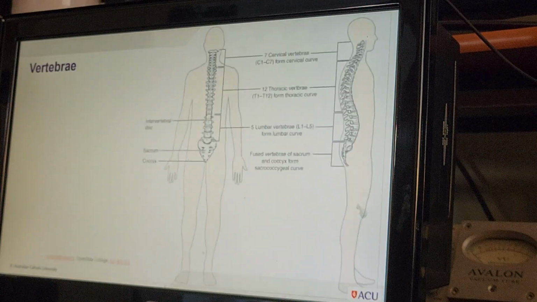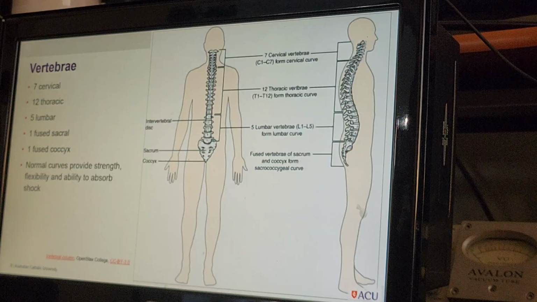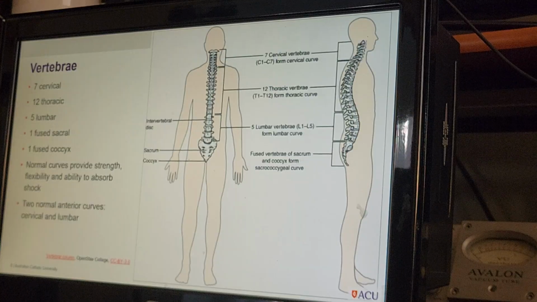So with our vertebra, as you can see from the figure, they're differentiated into cervical vertebra, of which we've got 7. Then come the thoracic vertebra, of which we've got 12. Then the lumbar vertebra, of which we've got 5. And then we've got 1 fused sacral vertebra and a fused coccyx.